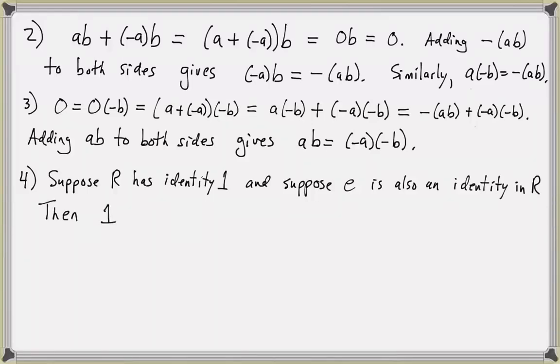Well then, if I begin with the identity 1, if I multiply the identity 1 by E, I should get 1. So this equals E times 1, because E is an identity. But since 1 is an identity, E times 1 will just equal E. So therefore, 1 equals E. So thus the identity 1 is unique.